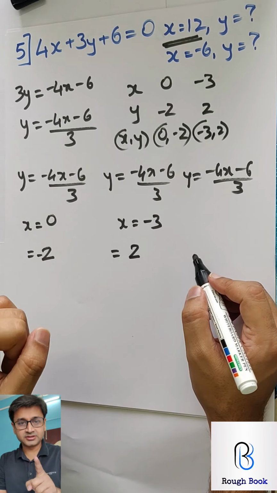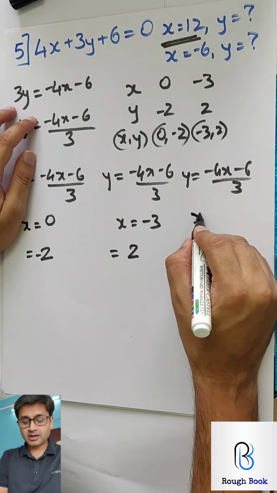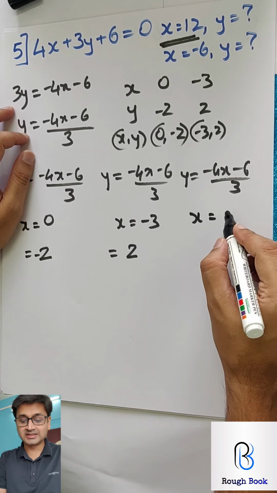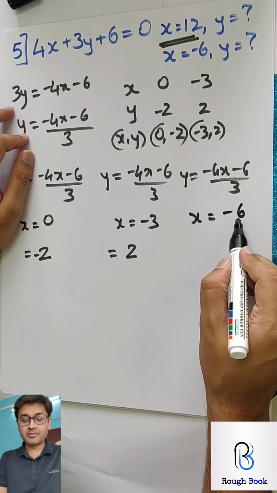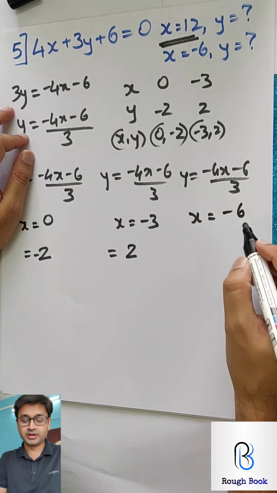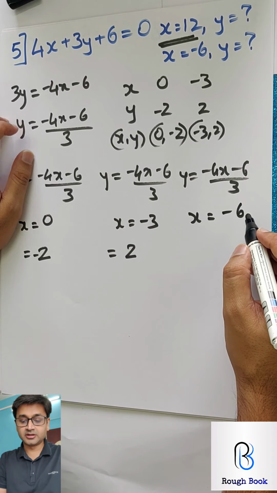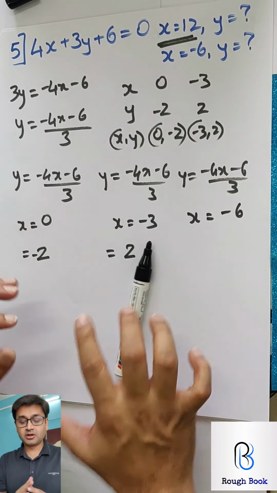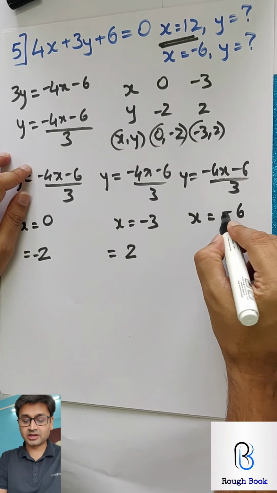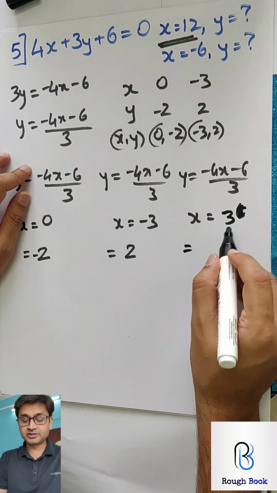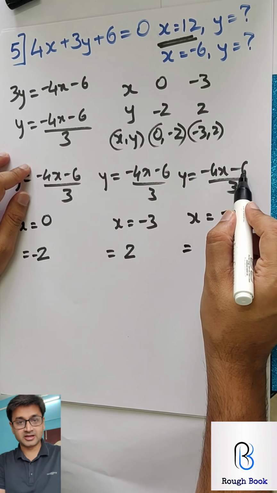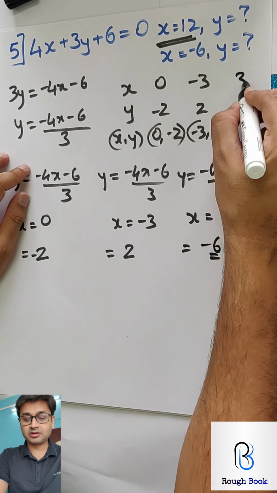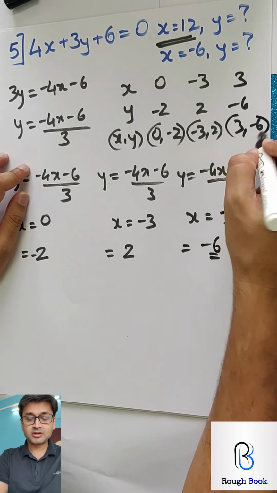Copy this, please pause. Come on, start right now. And x, for the last time, what should I assume now? Can I assume minus 6? If I take minus 6, this will be 24. No, too big I think. So we'll have to take a smaller number. Maybe 3. So 3 4s are 12, 12 minus 6. Yeah, 3 is easier. So I'll take positive 3. So if it is positive 3, minus 12 minus 6 is minus 18. Minus 18 by 3 will give me minus 6. So 3, minus 6. So I've got all the 3 points.